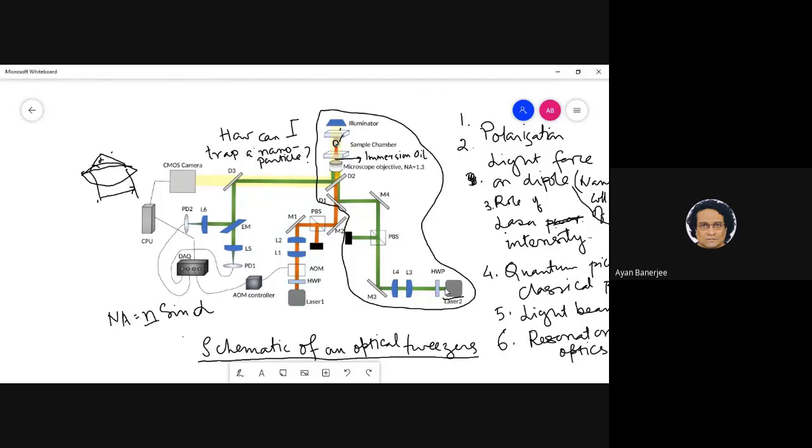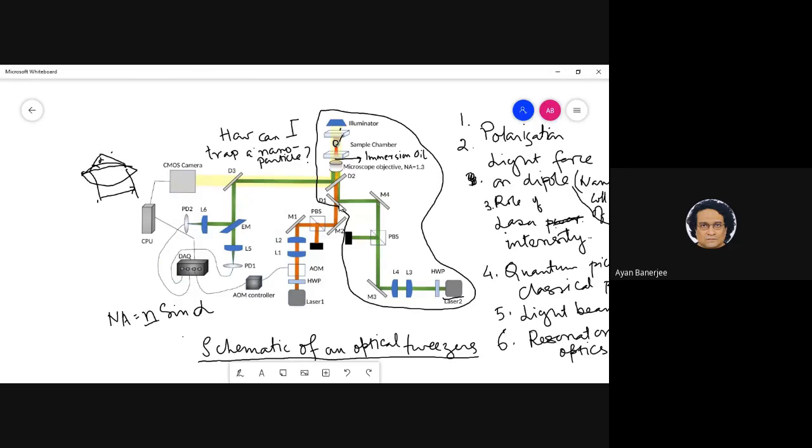So the light is polarized. This is a half wave plate by which we can change the polarization, and then we route it through these optics, and then this is something called a polarization beam splitter cube, which, depending on the input polarization, will transmit light that has p polarization and reflect light that has s polarization. So by a combination of this and that, you can change the intensity or the power of the light that is incident.